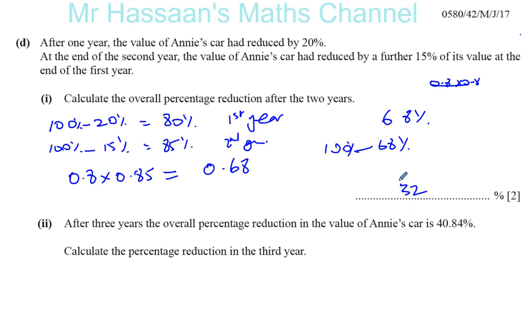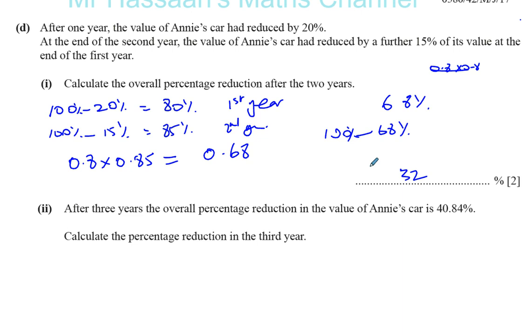So what did we do first? We said, okay, if it reduces by 20%, and then it reduces by a further 15%, that means it's 80% of its original value, and then it's 85% of that new value. So you're going to do 0.8 times 0.85. That will tell you what percentage it is of its original value. When you do 1 minus that, or 100% minus that as a percentage, you find how much it's gone down by, which is what they want.